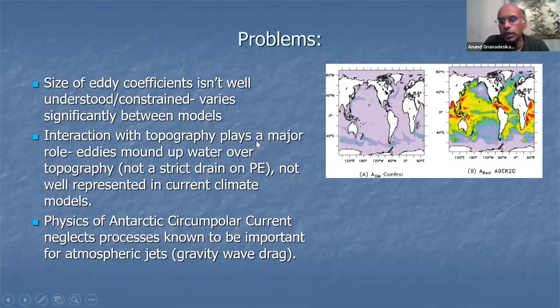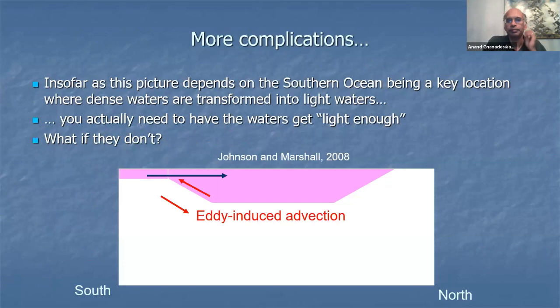And the physics that we employ in thinking about these transformations in the Southern Ocean also neglect a number of processes known to be important for atmospheric dynamics. In particular, I know you had a lecture earlier today on gravity waves. Gravity wave drag is something that's very, very important in explaining atmospheric dynamics. We don't generally think about it in the ocean, and that's probably a problem.